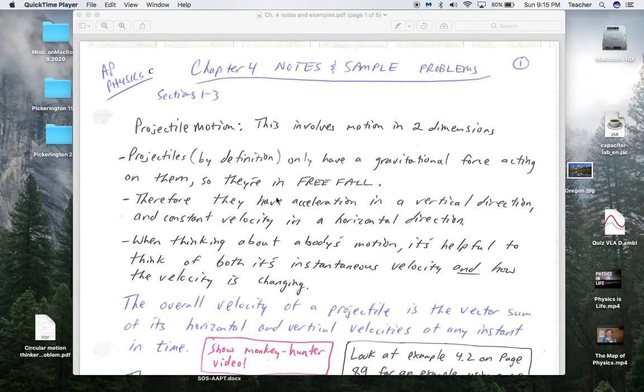Welcome to Physics, Chapter 4, only sections 4.1 to 4.3, which are projectile motions. Nonetheless, this might take a little while, so grab yourself a drink and a snack and enjoy the lecture if you can.